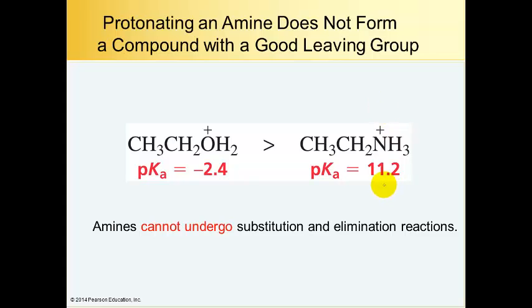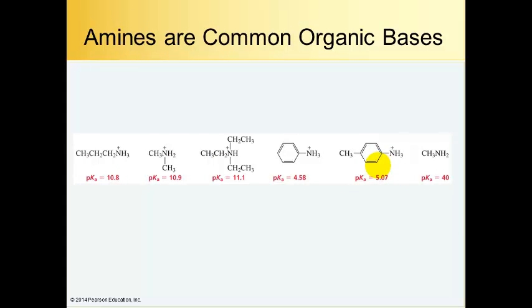And that has to do with the pKa. The pKa of a protonated alcohol is minus 2.4. The pKa of a protonated amine is still 11.2. So that doesn't leave. Amines are very commonly used as organic bases. Here is a series of organic bases. We have all of them shown here in the protonated form. We see the ranges of the pKa's from 5-ish to 40.